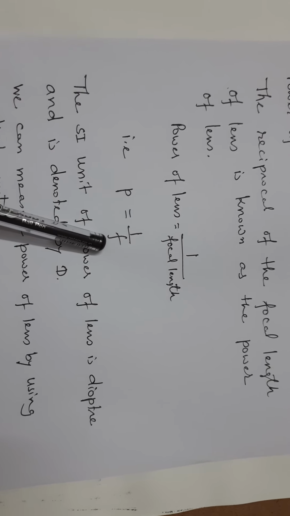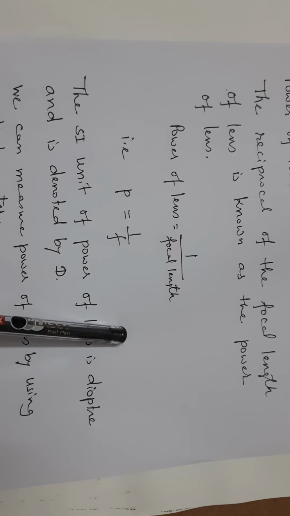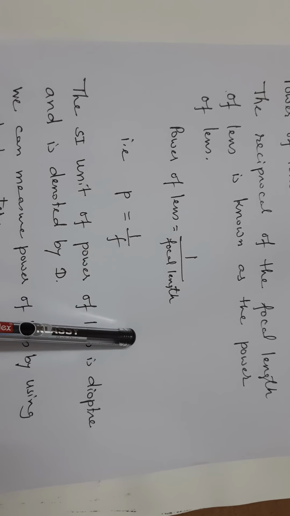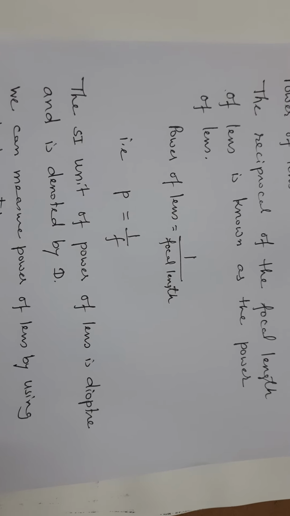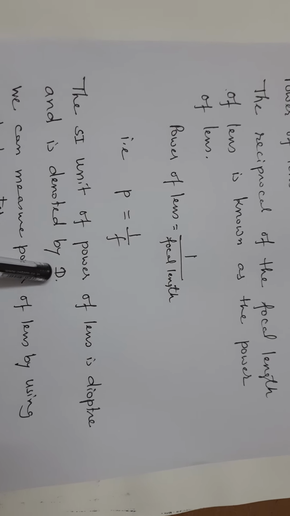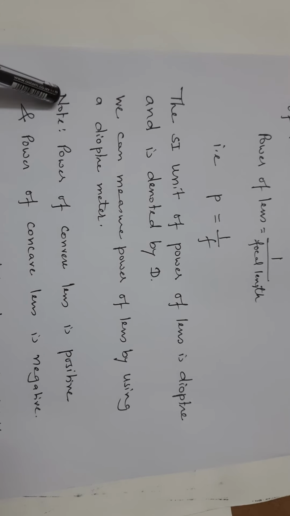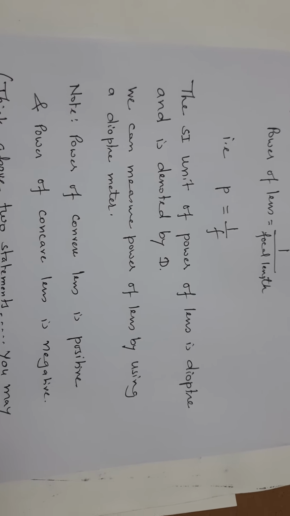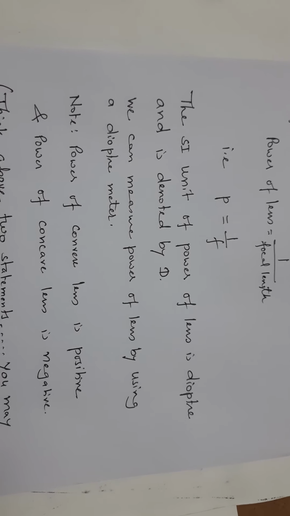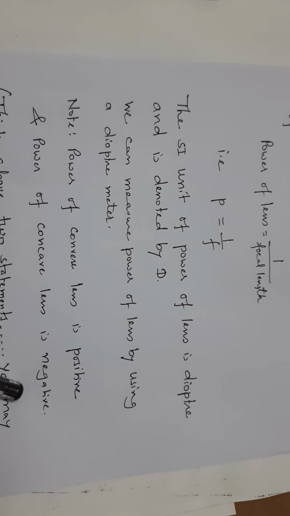f is measured in meter. So 1 upon meter, it may be per meter or m raised to minus 1. But here we are telling the unit of power is diopter and it is denoted by D. We can measure the power of a lens by using a dioptre meter. Note, power of a convex lens is positive and power of a concave lens is negative.